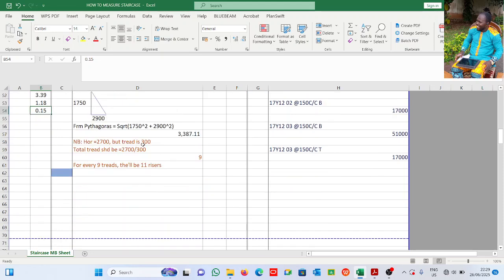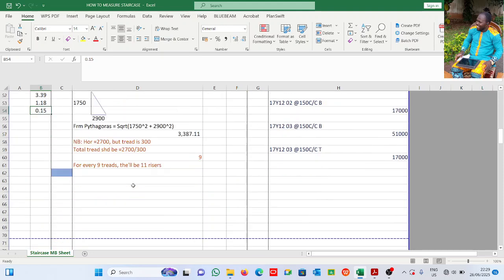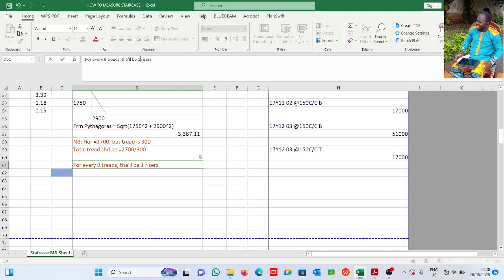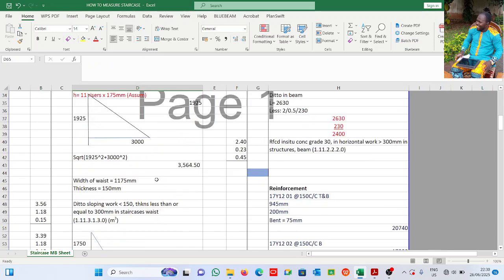This is the staircase waist too, the second side of the waist. Okay, I think I wrote it here. Note, the horizontal is 27, but thread is 300. Total thread should be 27 divided by 300, which is 9, and not what is obtainable there. So for every 9 threads, there will be 10 risers, not 11. This clears it. So we are done with the waist.